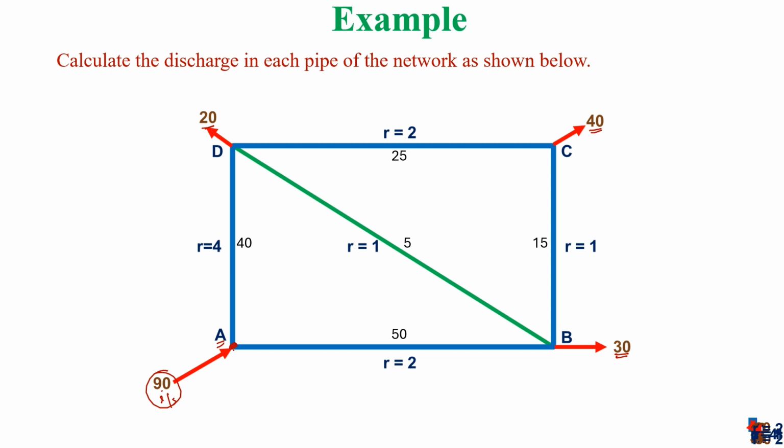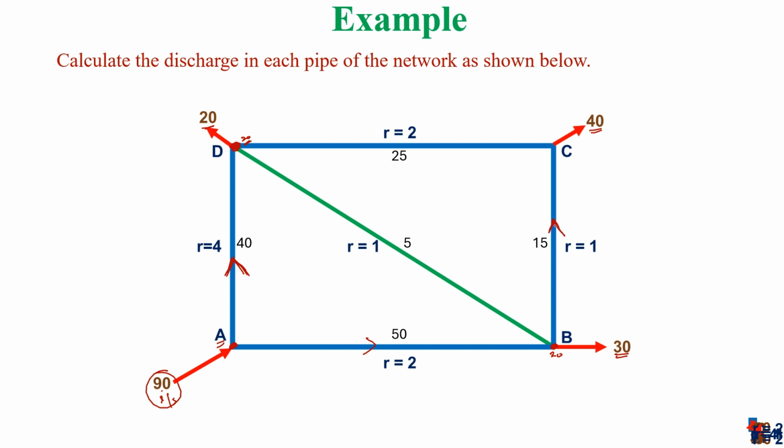At A we have 3 things: the first one is the incoming, and two are taking away the flow. This is taking 50 away from A, and this is taking 40 away from A. So this 40 will reach this point, and it will supply this 20 here, and 20 will be available here. This 50 will reach B, 30 will be taken out of the system, and the remaining will be 20.